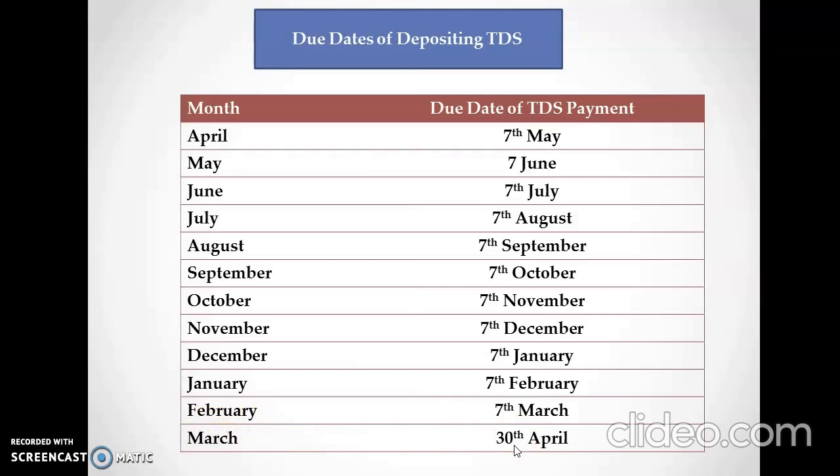Why is this date extended? The reason being March is the closing date and everyone is busy closing their books of accounts. So that is why the government has given extra days to deposit the TDS of the month of March. So the TDS of March can be deposited till 30th of April.